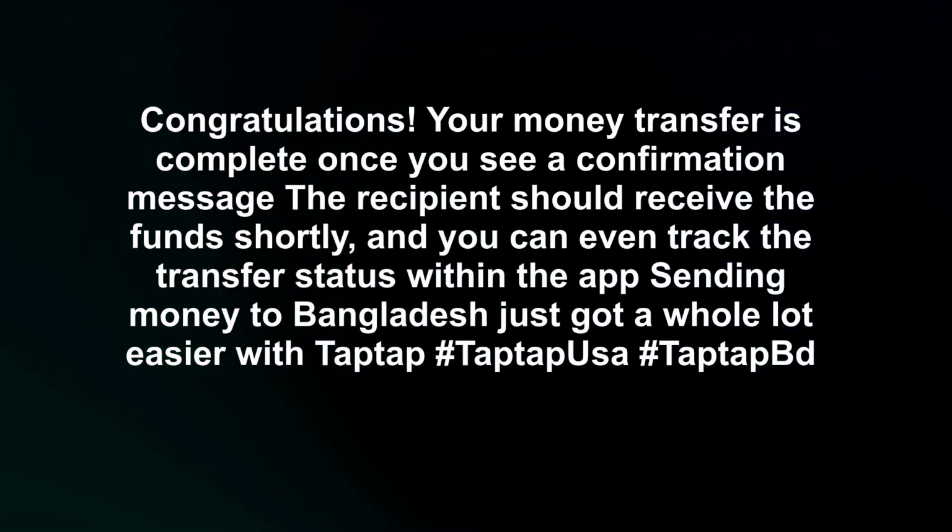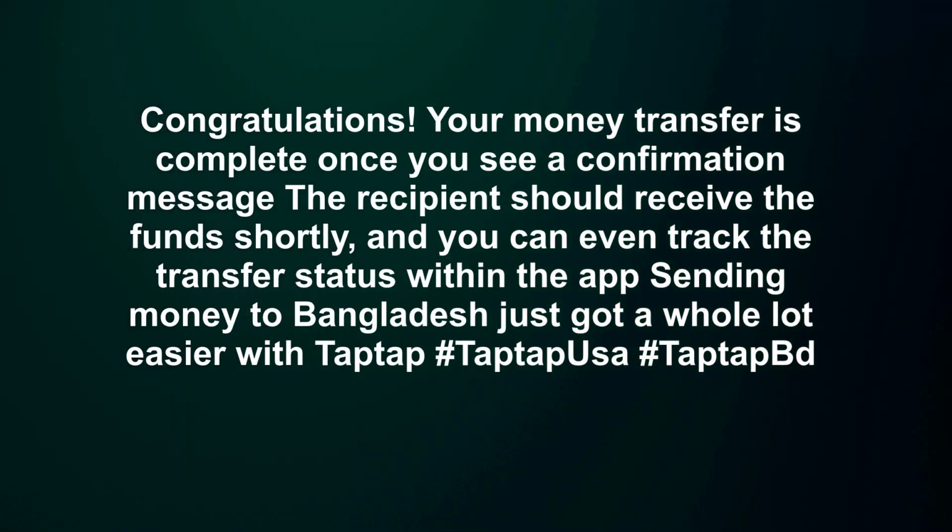Sending money to Bangladesh just got a whole lot easier with Taptap.